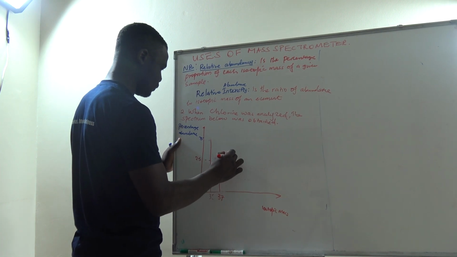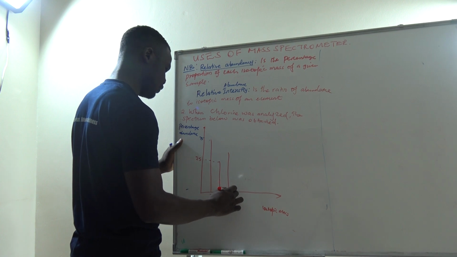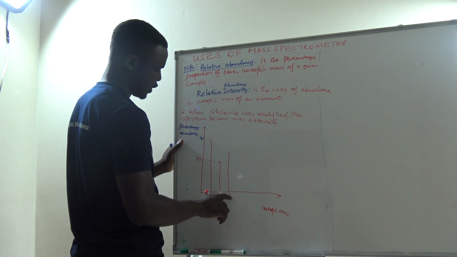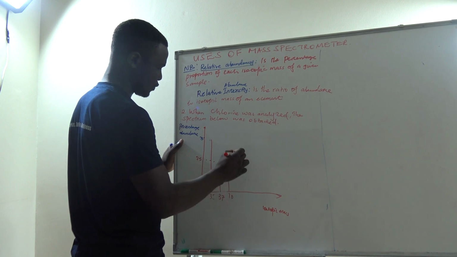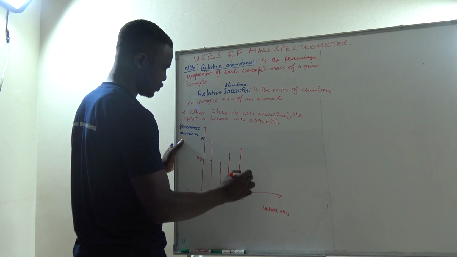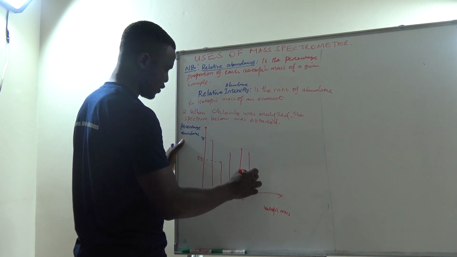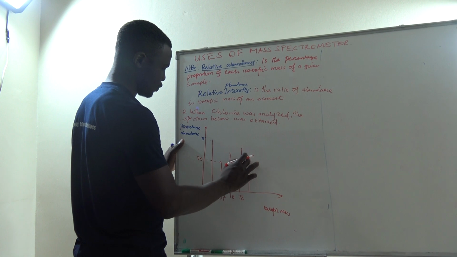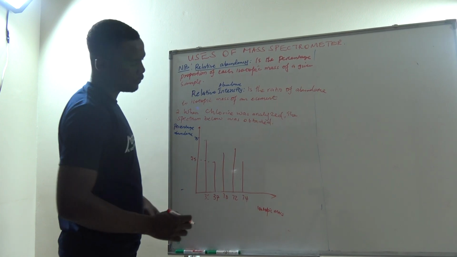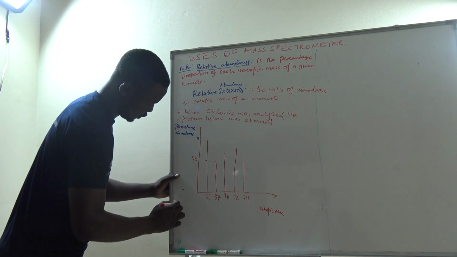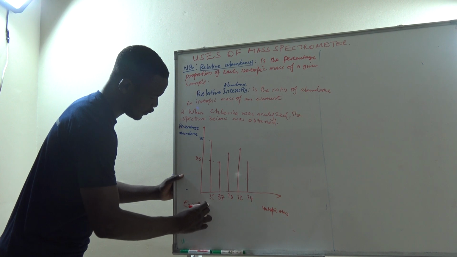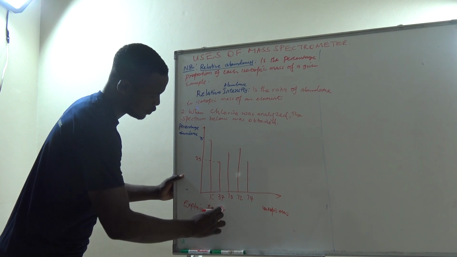And then we have isotopic mass 72. Rather 70. Then we also have 72. We have another peak corresponding to 74. Now the question is, explain the spectrum.